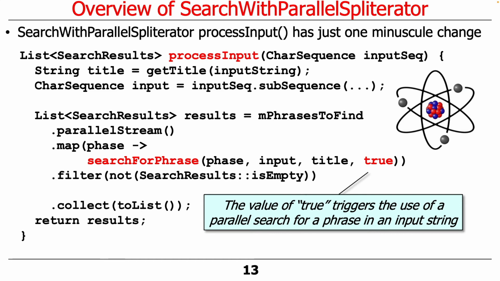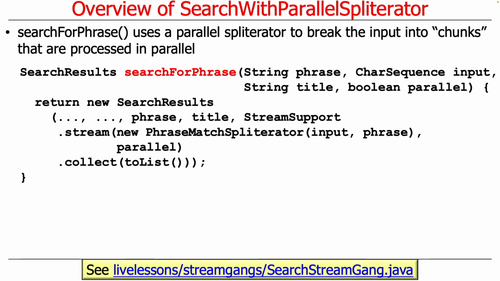And then we're going to call this search for phrase method. And in this case, we're going to pass in the value of true. And what that means is use a parallel spliterator to search for the phrase in that work of Shakespeare. In the version we did before, which was just the plain old parallel streams version, that value was false. So we did a sequential search.